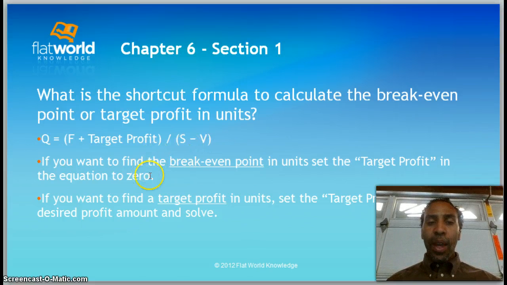If you want to find the break-even point in units, set the target profit in the equation to zero. If you want to find the target profit in units, set the target profit to the desired profit amount and then solve. Meaning that instead of having zero right here, you're going to have 30,000 right there, if that's the amount of money that we're attempting to make.